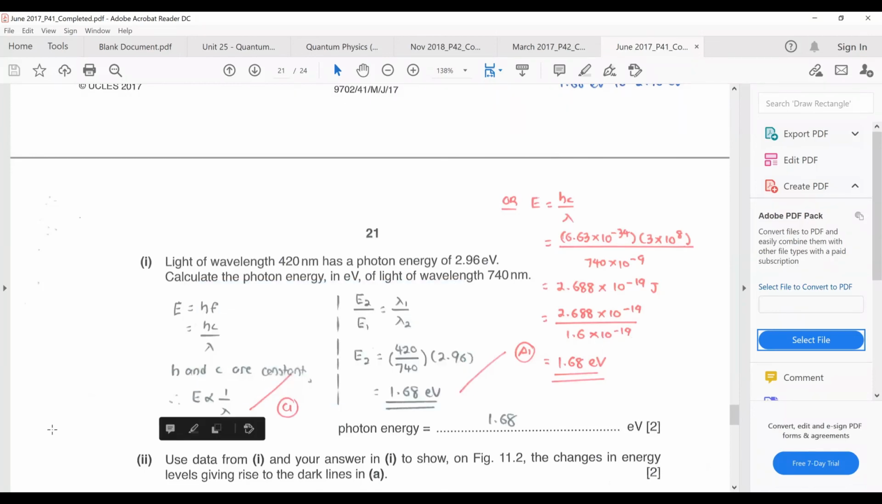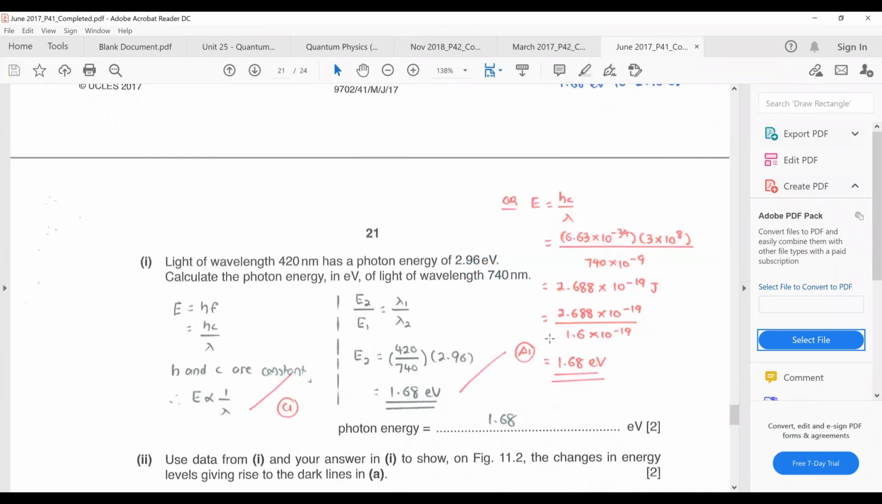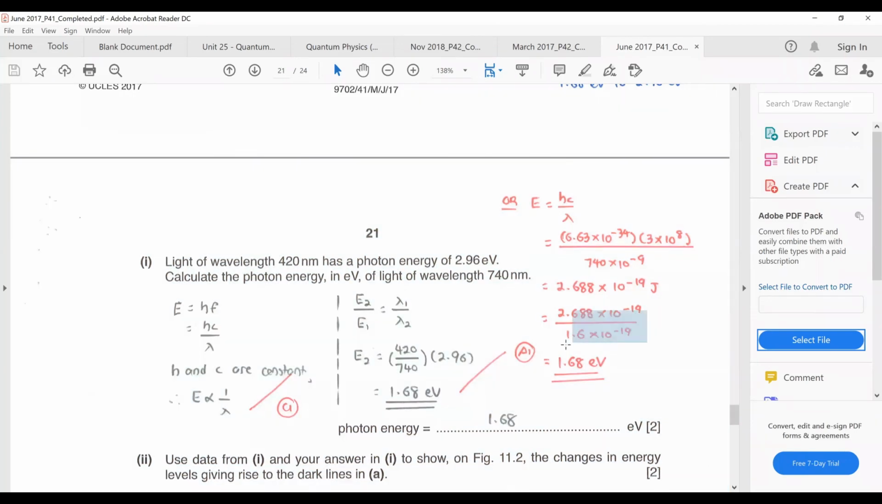There are 2 ways to go about this. Either you want to use ratio or you just want to use direct straight calculation. If you want to calculate the energy in eV of light of wavelength 140 nanometer, you can just straight away use E equals to hc over lambda, calculate out the energy in joules, then change the energy in joules to eV. This one is fine.